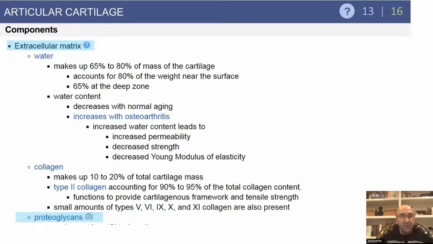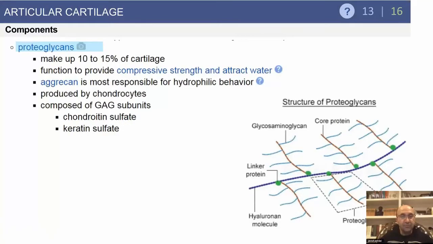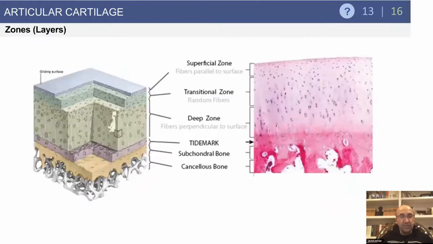Extracellular matrix is mostly water, then type 2 collagen and proteoglycans, as we talked about. There is a very small amount of other types of collagen, 5, 6, 9, 10, and 11, but the most important collagen in articular cartilage is type 2. Proteoglycans, very important. They make up 10 to 15% of the cartilage. Aggrecan is the most commonly found and the one most responsible for the hydrophilic behavior, basically absorbing and keeping water. It's composed of GAG subunits, which are chondroitin sulfate and keratan sulfate.